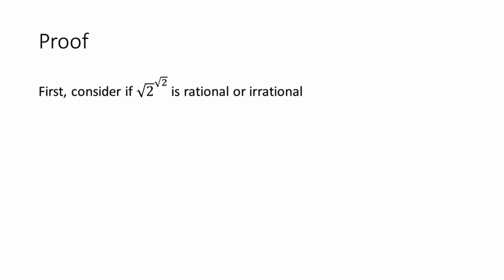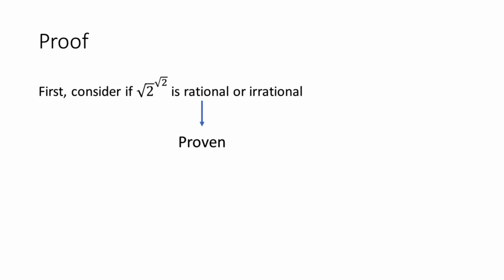So, now we have two cases. First one is that root 2 to the power of root 2 is rational, and second one is irrational. Note that these two are complementary cases, which means whenever what happens, one of them, and only one of the situations must happen. Basically, there should not be other choices except being rational or irrational.